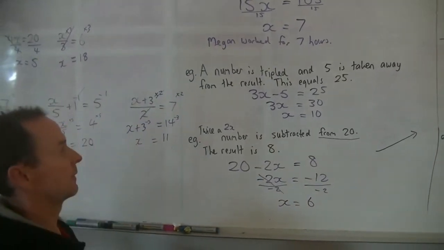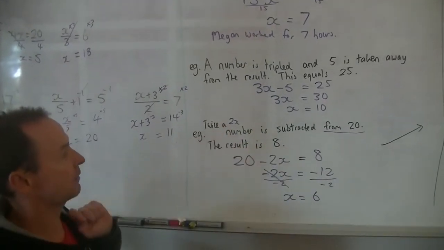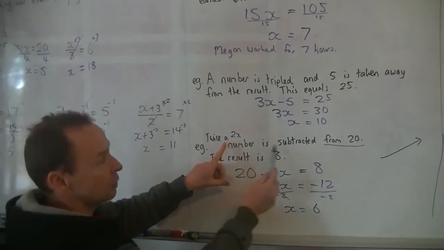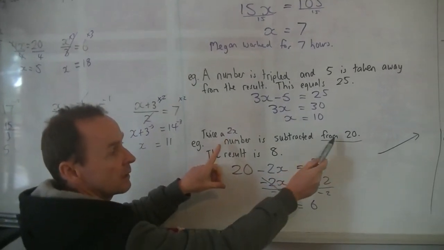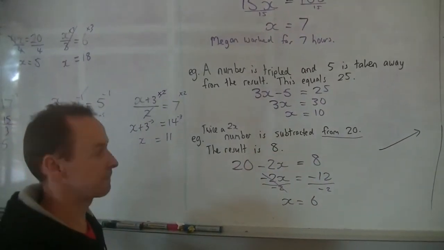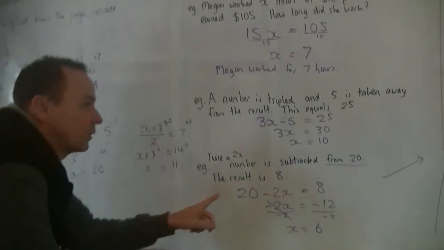positive 6. So again, if you want to substitute that back into the question, twice a number is 12. 12 is subtracted from 20. 20 minus 12 is 8, so we know we've got the right answer. So that was kind of a backwards one. A lot of people make a mistake with that. Read the question carefully. Excellent, we're almost done.